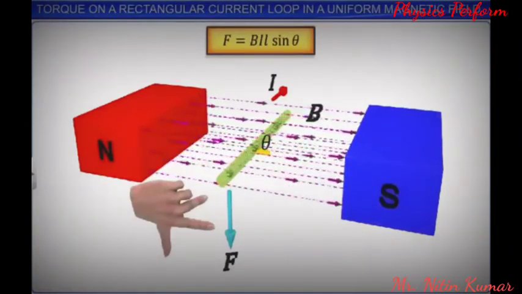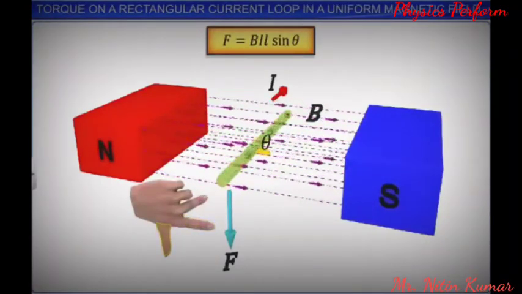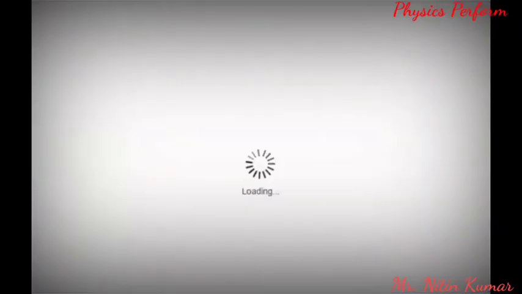According to the rule, when we stretch the thumb, the index finger and the middle finger on the left hand in three mutually perpendicular directions, if the middle finger indicates the direction of current in the conductor, the index finger indicates the direction of the uniform external magnetic field. Then, the thumb indicates the direction of the force on the conductor.